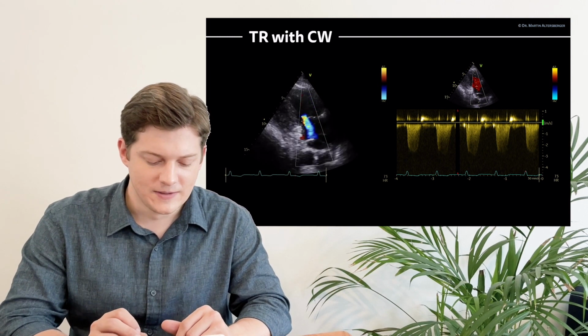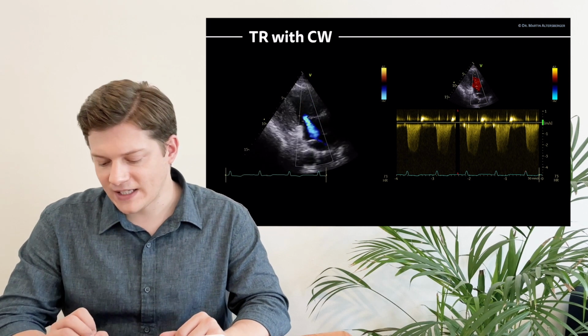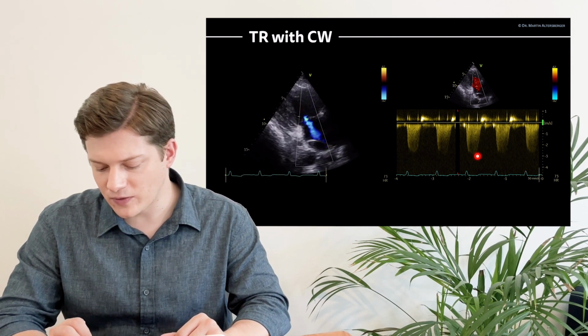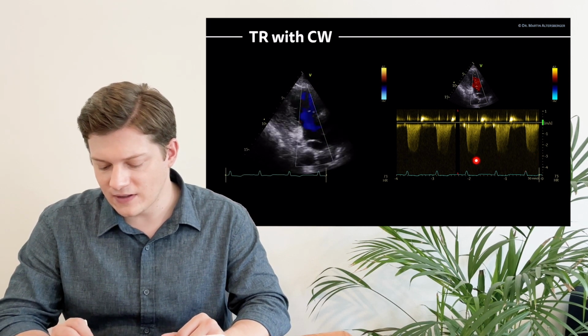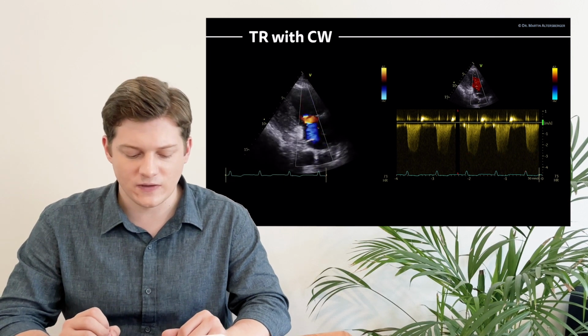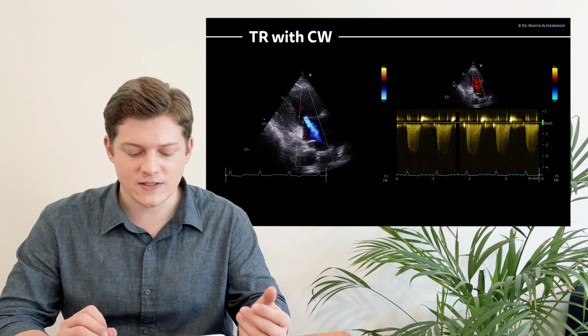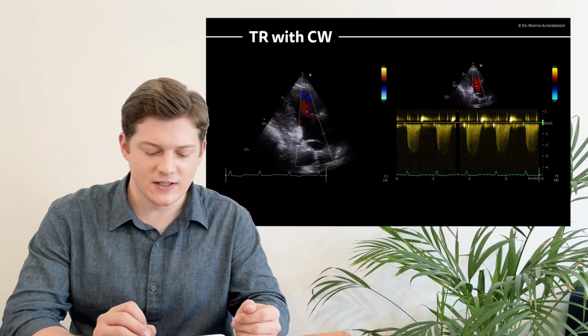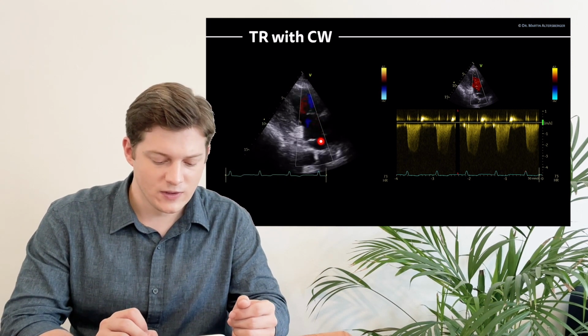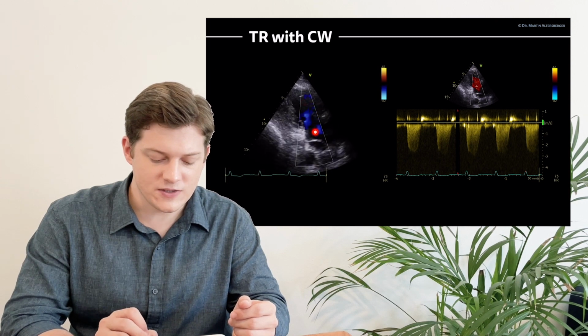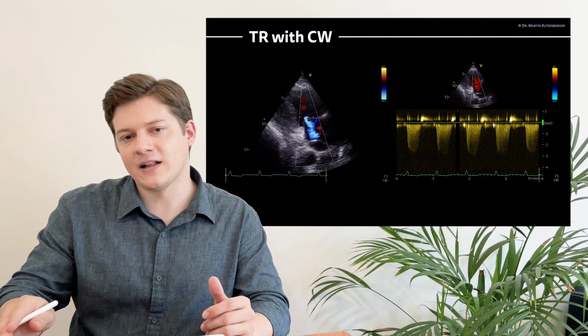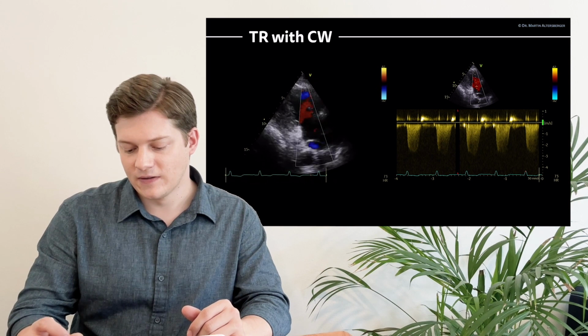Here it's probably moderate. And if you place a continuous wave Doppler, you can see that the signal is around 3 meters per second. So there are elevated systolic pulmonary arterial pressures, and it can be measured here quite well because the TR is just perfectly in the angle of the continuous wave Doppler seen over here.